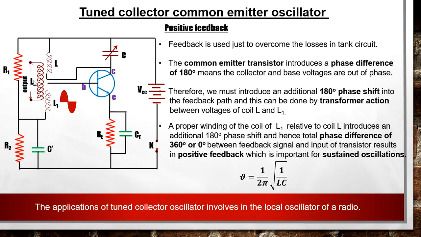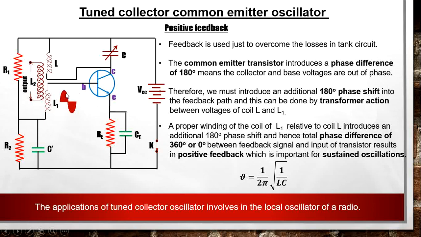Now to get the undamped or sustained oscillation, the most important point is that the voltage which is fed from this coil L to L1 will be in the same phase as that of the previous input signal of the amplifier. It means there must be positive feedback. So how is there positive feedback in this circuit? Now we will understand this. Here the feedback is just to overcome the losses in the tank circuit.